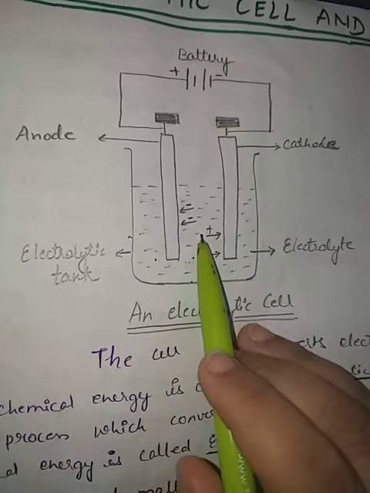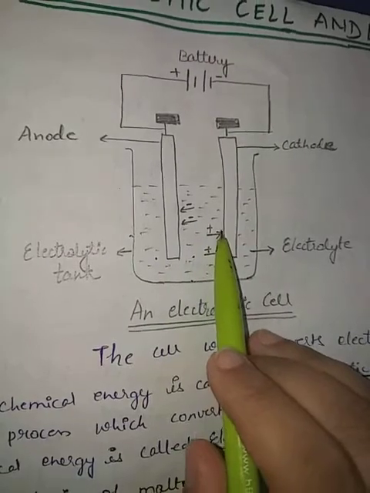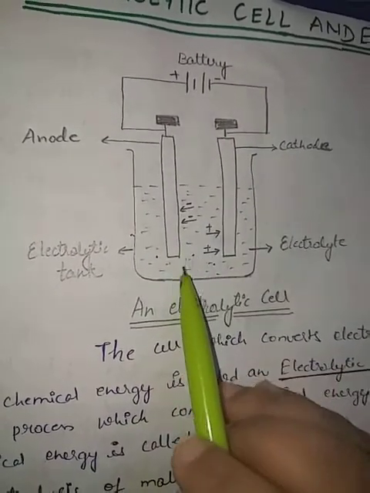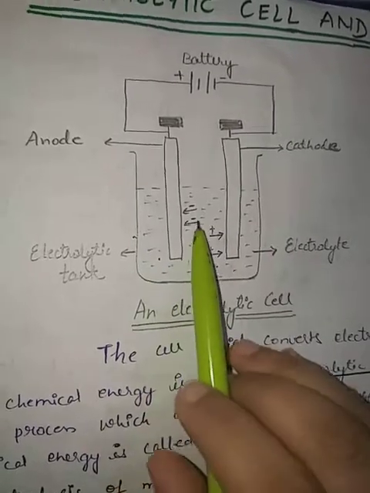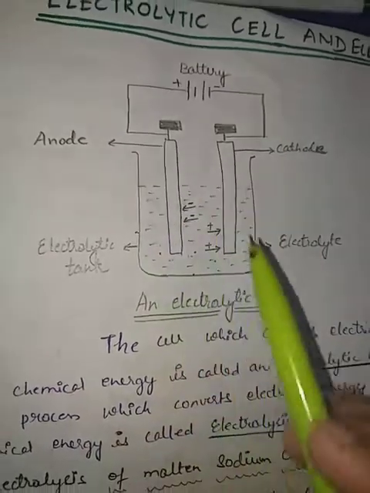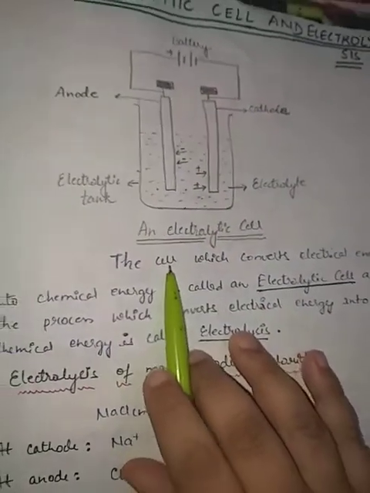electrodes. All the positive ions present here will start moving towards the cathode, that is the negative electrode, and all the negative ions present in this liquid will start moving towards the positive electrode, that is the anode. This is the electrolytic cell, the cell which converts.